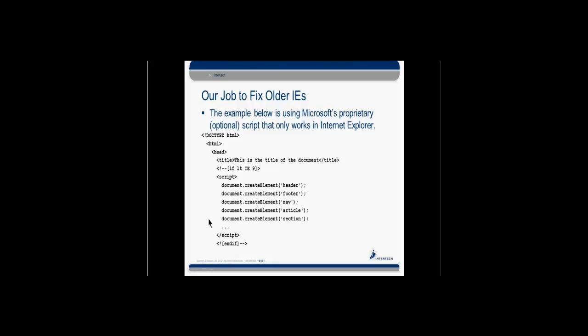So what we do initially back in the old days is we'd use this special IE-specific script. You notice this condition here, this if less than IE9. That's a script that only works in Microsoft Internet Explorer. But we're basically saying if it's an earlier version of IE, before 9, we actually want to create all these different elements. Header, footer, nav, article, section, and all the other ones, including canvas and audio and video. And then we could go ahead and apply styles to them.